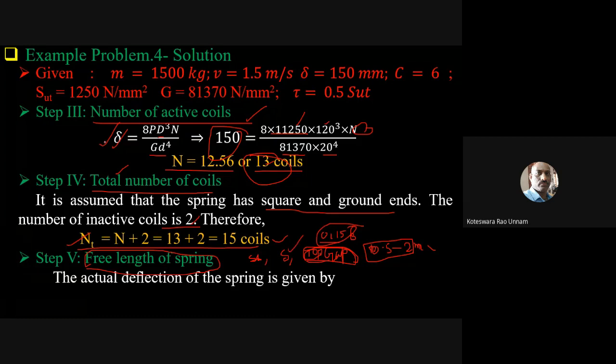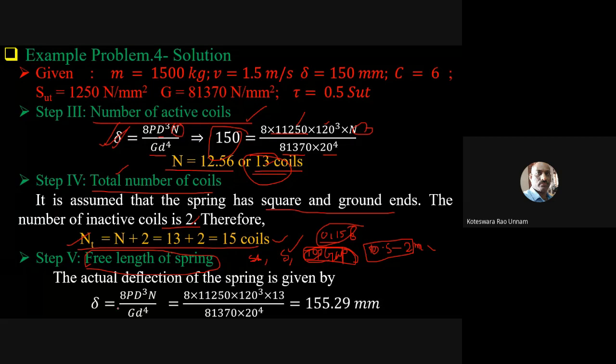Delta, the formula is the same, but the only thing is we need to substitute for n, which is nothing but 13, so that you will get the actual deflection. This deflection he has given is 150, but the actual deflection we are getting with these parameters is 155.29, by substituting all this data.